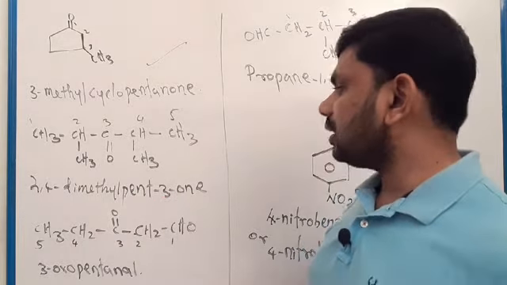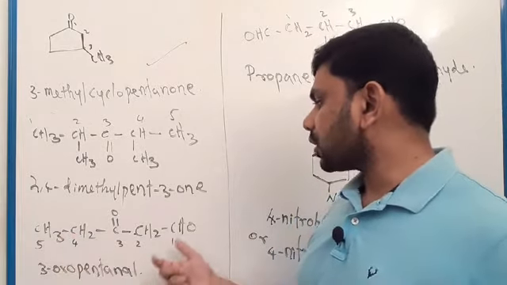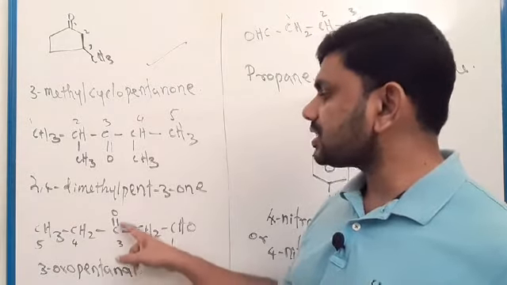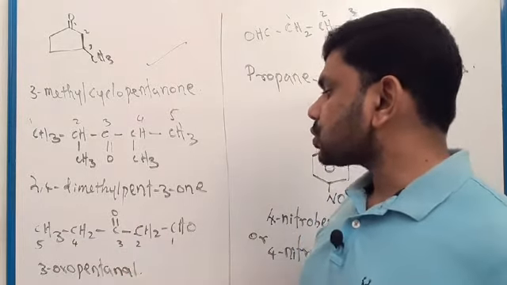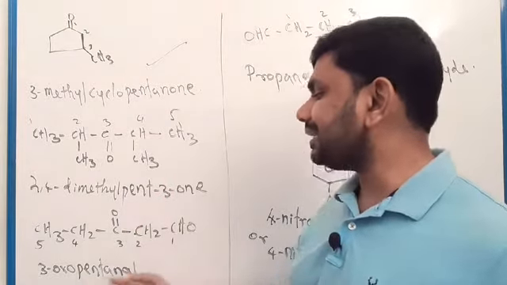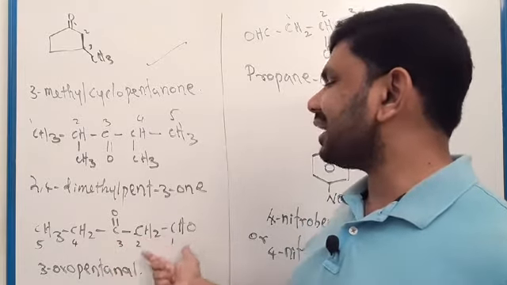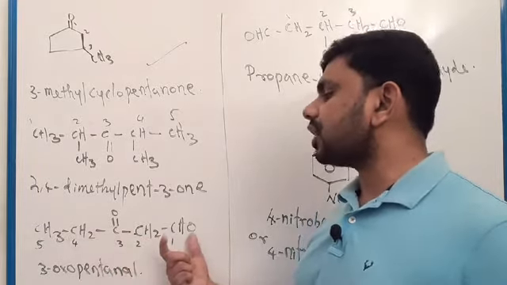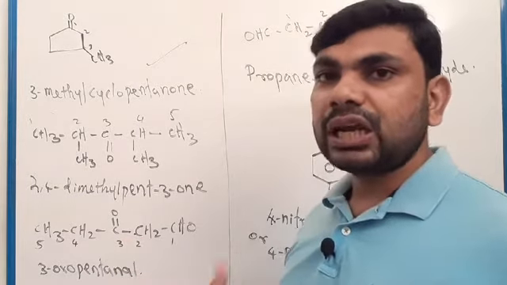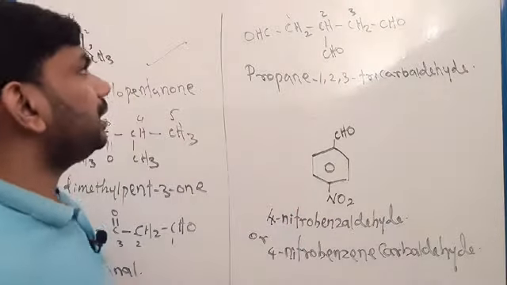Okay, and here next one, look here, this compound there is 5 carbon atom. Okay, and aldehyde, pentanal. But here third position there is ketone, C double bond oxygen. So we have to say 3-oxopentanal. Pentanal because 5 carbon and aldehyde. Third position carbon double bond oxygen, 3-oxopentanal.